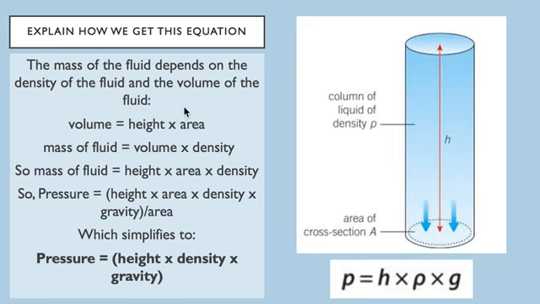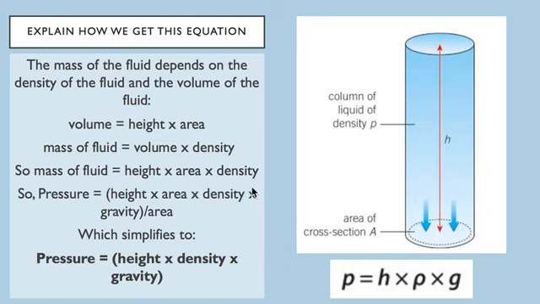Okay, so if we carry on then, the mass of the fluid depends on the density of the fluid and the volume of the fluid. So volume, we know, is height times the area. So the volume of anything is the height times the area of one of the sides, isn't it? And the mass of the fluid is the volume times the density. So density is mass divided by volume, and so mass equals volume times density. So this is just rearranging the equation for density that you'll have looked at before. So then the mass of the fluid is the volume, the height times the area, times the density.